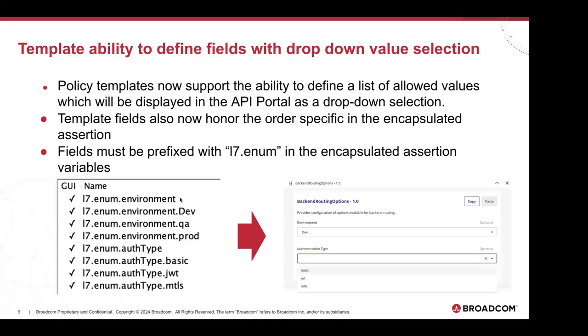You will need to use this naming syntax. This is a screenshot in the bottom left corner of the policy manager declaration of the variables for an encapsulated assertion. This syntax L7.enum indicates that it is going to be a field with a drop-down select set of values. The first name after enum would be the name of the variable, in this case, environment. And then the drop-down options will be based on the fourth position here. So L7.enum, then environment.dev, QA, prod. So dev, QA, and prod will be the actual values.